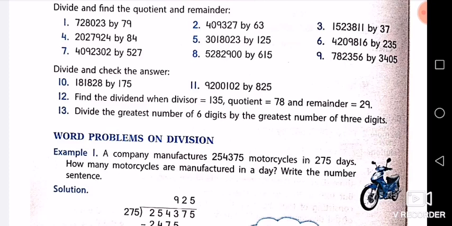For example, in this question the first 3 places are 420 and the divisor is 235. So the double of 200 is 400, but 35 is also there. So the double of 35 is 70. So you must have 470 to do it 2 times. So you don't have 470. So you will go on with 1. So 420 minus 235, like this you will do it.